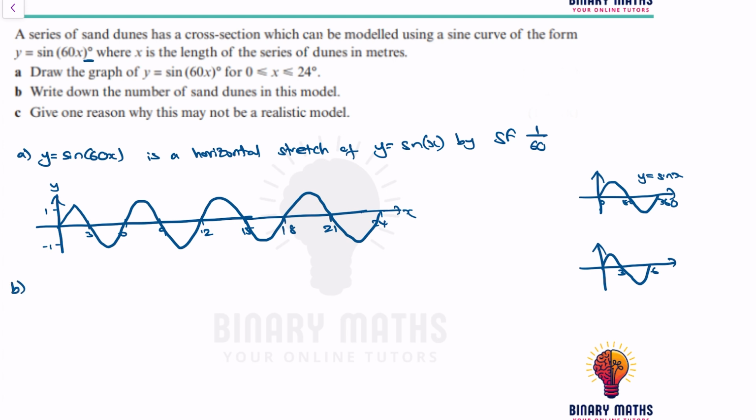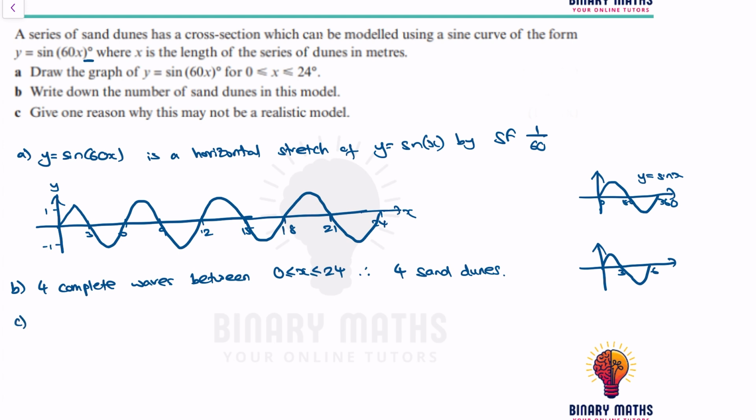B, write down the number of sand dunes in this model. What I can see is 4 complete waves between 0 is less than or equal to x, which is less than or equal to 24. Therefore, false tangents, because it's measuring the cross section. So if it goes back to 0 after negative, then it must be 1 complete tangent.